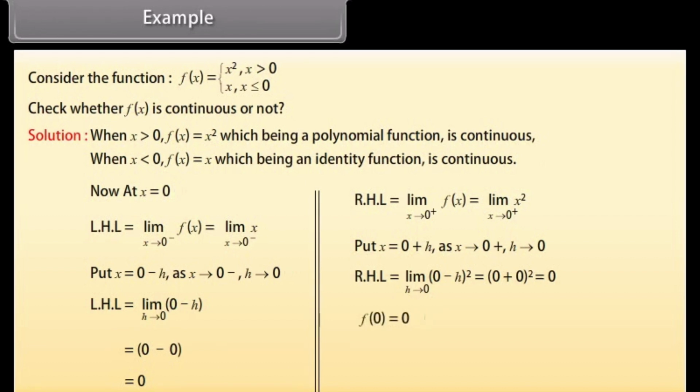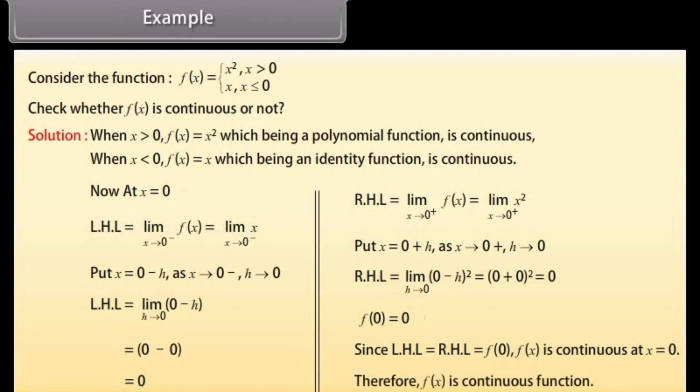Now, f(0) is equal to 0. Since left-hand limit is equal to right-hand limit is equal to f(0), f(x) is continuous at x equal to 0. Therefore, f(x) is a continuous function.